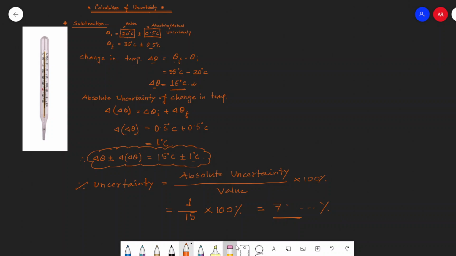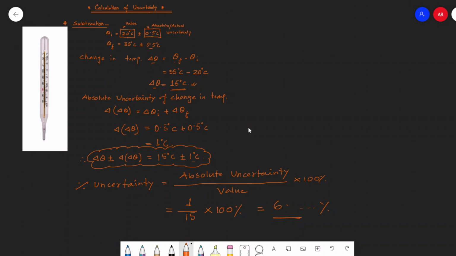Just a minute. It is not 7, it is 6 point something. So whatever value you will see, you will get it by the calculator. So it is 6 point something. So based on the uncertainty, based on the significant figure, you will express your result in the corresponding consistent significant figure.